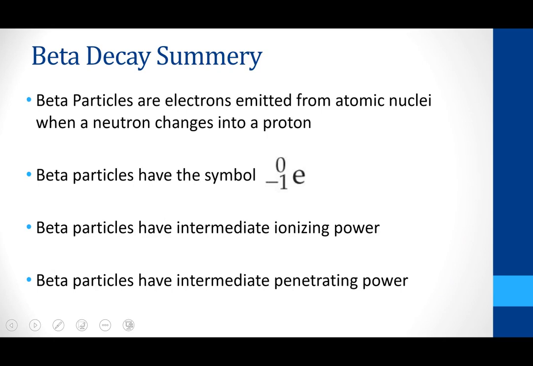And then again, here's our summary slide. So beta particle, electrons are emitted from a nucleus. A neutron becomes a proton. There's our symbol for a beta particle. Intermediate or moderate ionizing power, intermediate or moderate penetrating power.